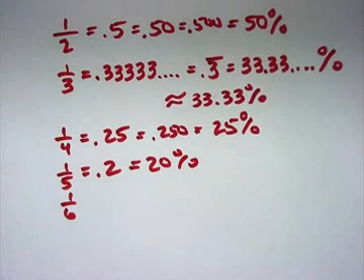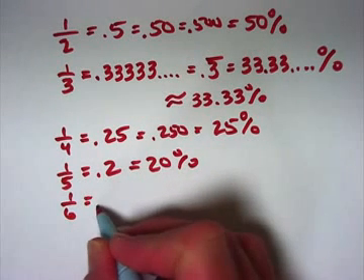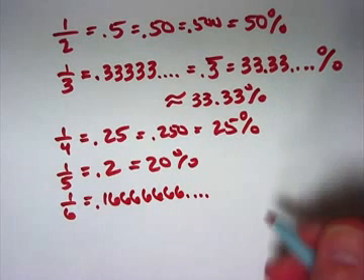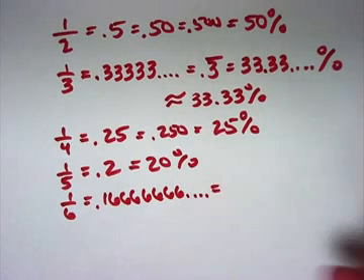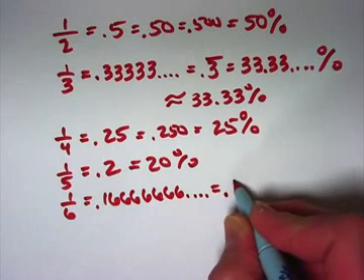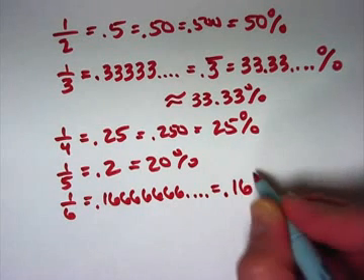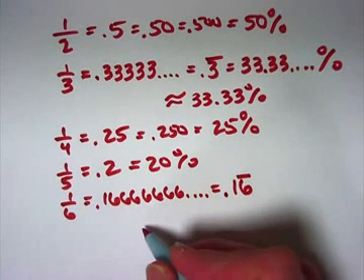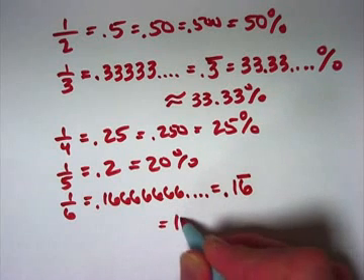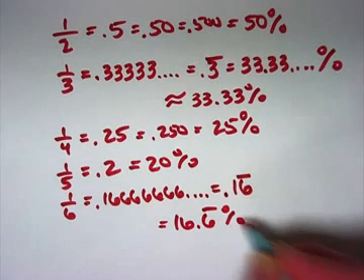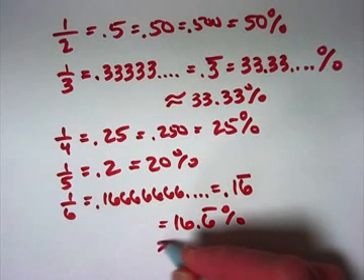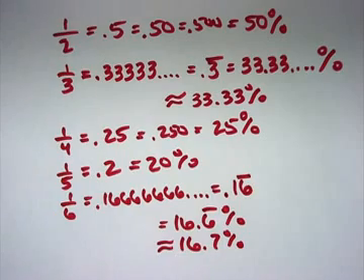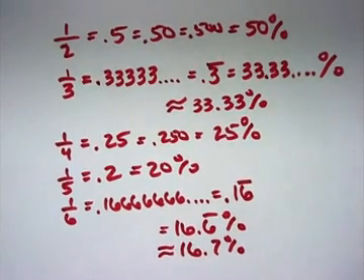In reality, this hints at the fact that the true decimal representation is 0.166666666, etc. Forever and ever, the 6s go on forever. The 1 doesn't repeat. If you were going to write this with the bar notation, you'd put a 0.1 and then a 6 and just put the bar over the 6, indicating that only the 6 repeats. That would be 16.6 with a bar, percent. And then if you round it, you could say that's approximately 16.7%. And I think that's worth remembering. That 1/6 is approximately 16.7%.